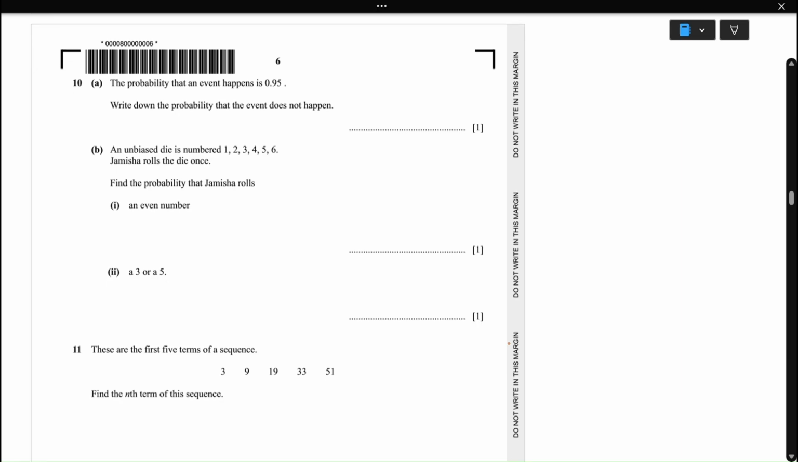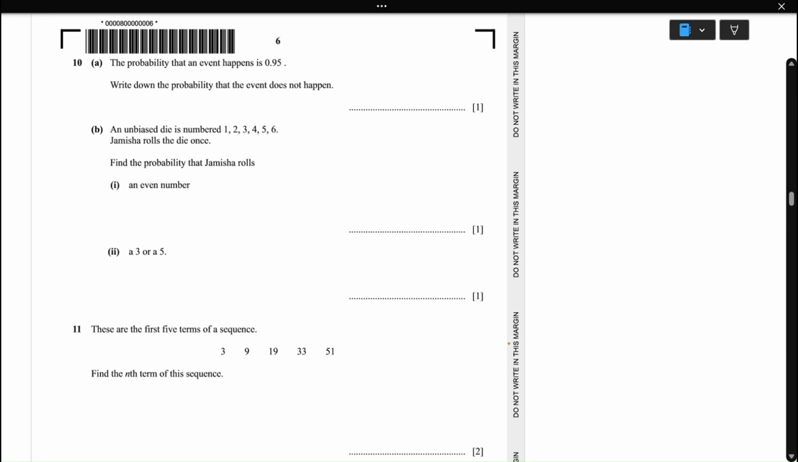Next question, question 10. The probability that an event happens is 0.95. Write down the probability that the event does not happen. So the maximum probability is 1. We just take away 1 minus 0.95, which is 0.05.